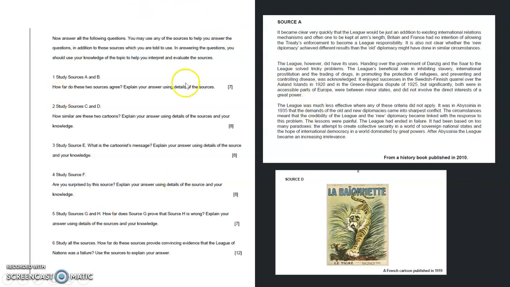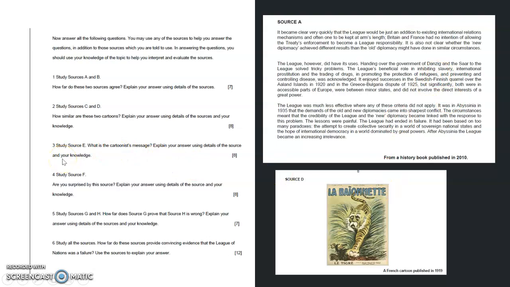Let's look at the questions one by one. You have to answer all the questions. You have to use your knowledge of the topic to help you interpret and evaluate the sources. For this part, you are tested on whether you are able to interpret and evaluate the sources, and whether you are able to compare and contrast the sources.